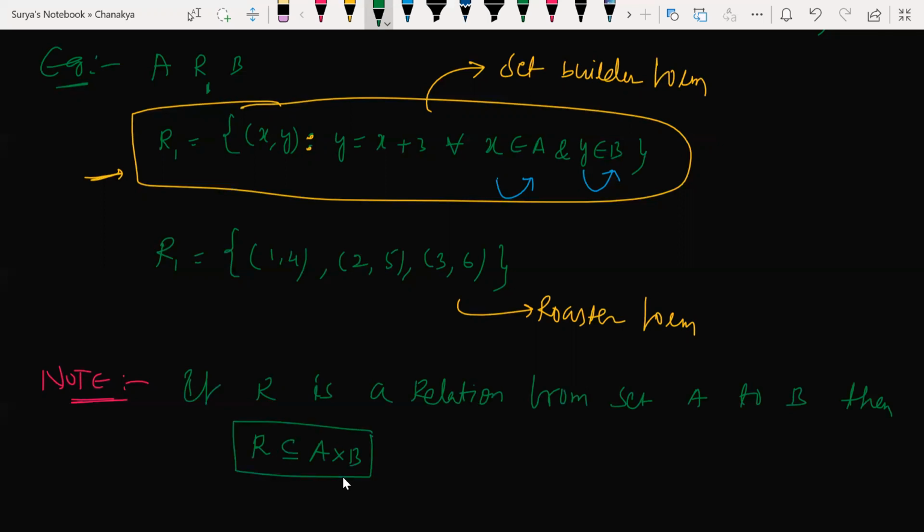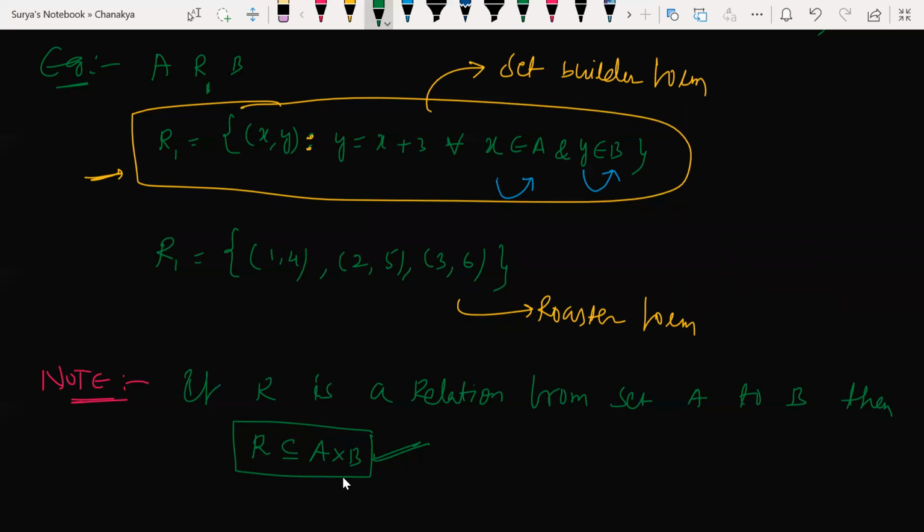This is very important. Can anyone of you explain the meaning of this statement? R is a subset of A cross B? Yes. For suppose you take set A and set B, and from those two sets you frame a relation, whatever relation you get would be a subset of A cross B. A cross B is what? In fact, that is the Cartesian product of sets A and B. Correct? The relation whichever you get would be a subset of or equal to A cross B.